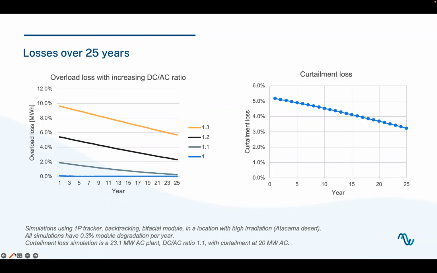It also allows you to observe some predictable behaviors, but it's good to be able to quantify them, right? For example, in the chart on the left, we have the overload or clipping loss over 25 years with increasing DCAC ratios. It's clear that as the years go by, the loss itself gets lower. We also have a very simple curtailment loss implementation, which is just a cap on energy yield. If the value is exceeded, that is removed from production and accounted for as a loss. You can see that loss dropping over time as more years get simulated.